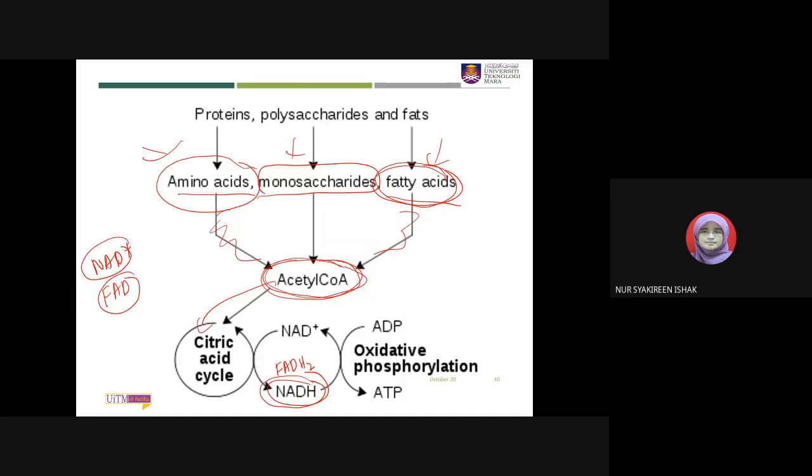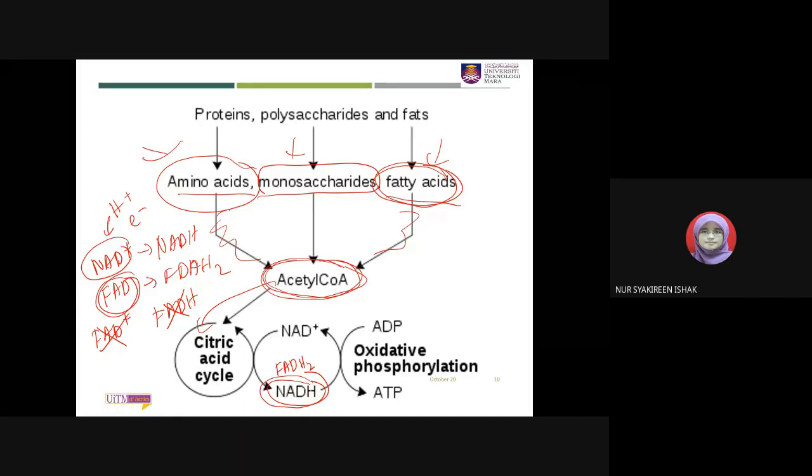So what does reduce mean? These two molecules will receive hydrogen ions and also electrons. Then only it can be converted into NADH or FADH2. Okay, so ingat FAD tak ada plus sign, NAD saja, NAD plus ada subscript. Kalau exam jawab dia FAD ada plus sign, salah. Kalau tulis FADH saja tanpa the two subscript pun salah. So remember that you have to know how to write this molecule properly.